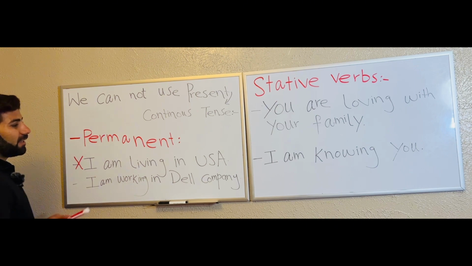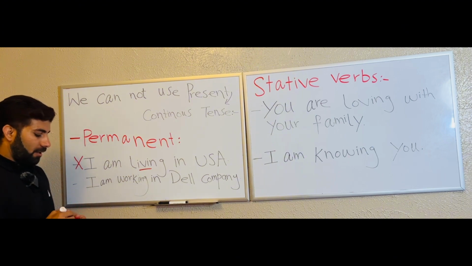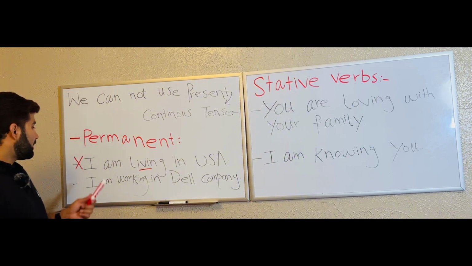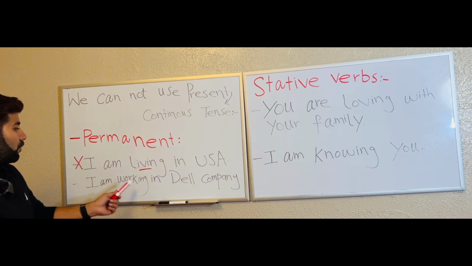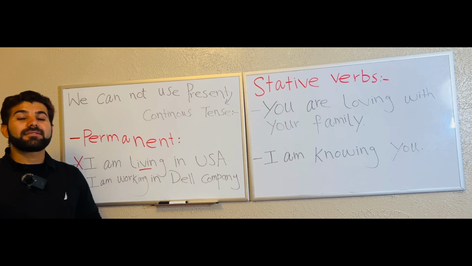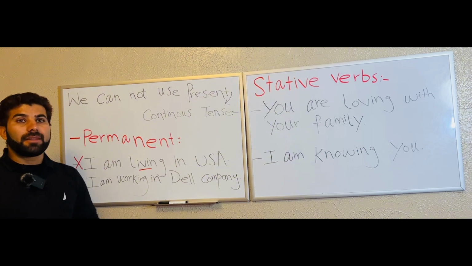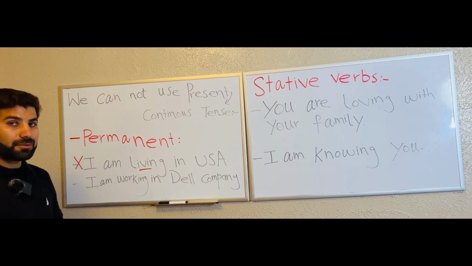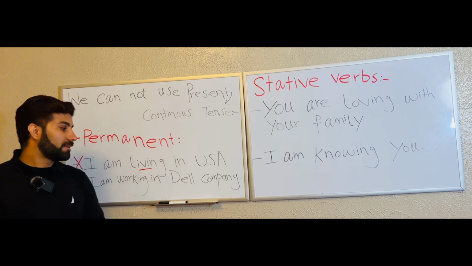I am living in USA. This is wrong. The correct sentence: I live in USA. I am working in Dell company. This is wrong. If somebody works somewhere, some company or anywhere, that is for a long time. That is permanent. So instead of present continuous or present progressive, they're supposed to use simple present tense.